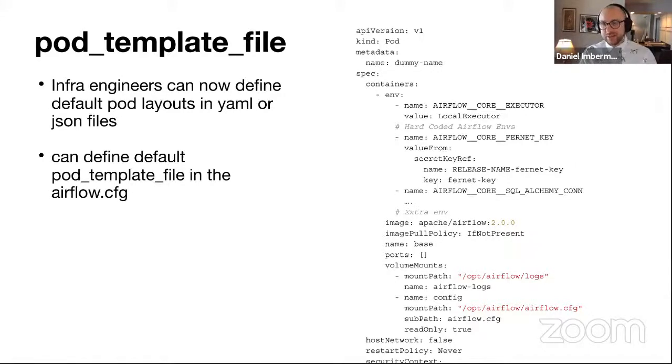But as you'll see later, you can actually maintain multiple of these files and pull them in as needed. So you might have different environments. You might have your prod environment, your secret environment, your GPU environment, and your data engineers don't need to know all that stuff. They can just pull in the pod template file for that task.